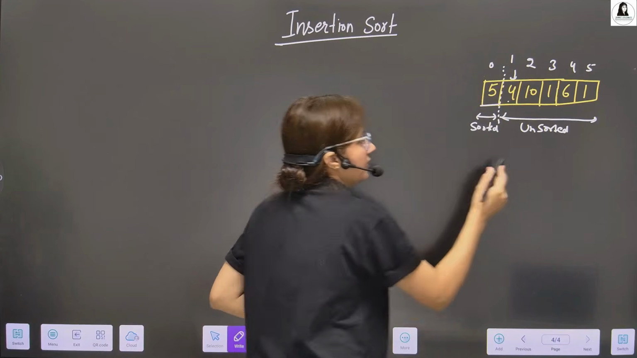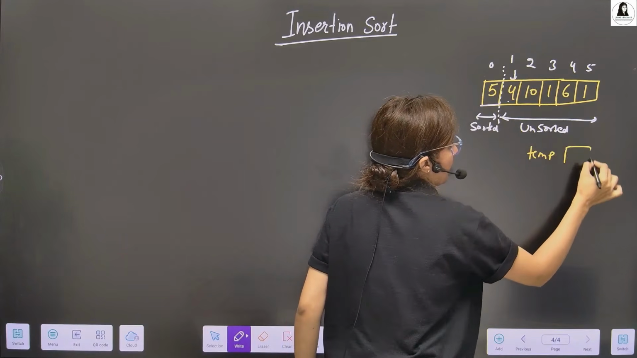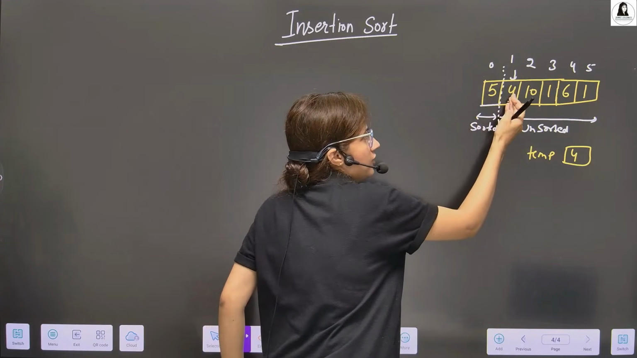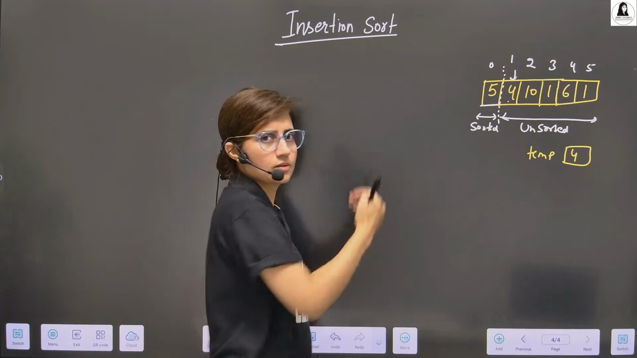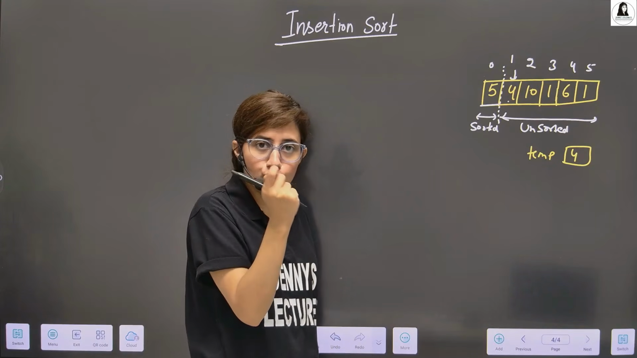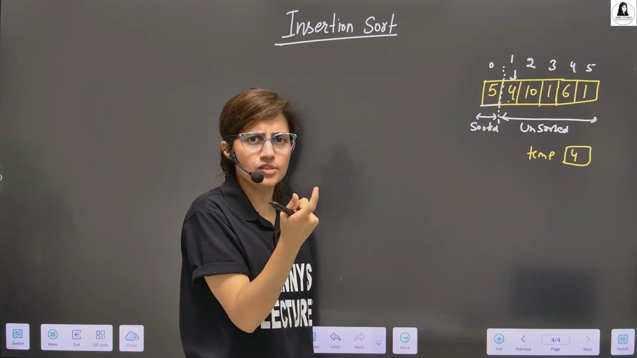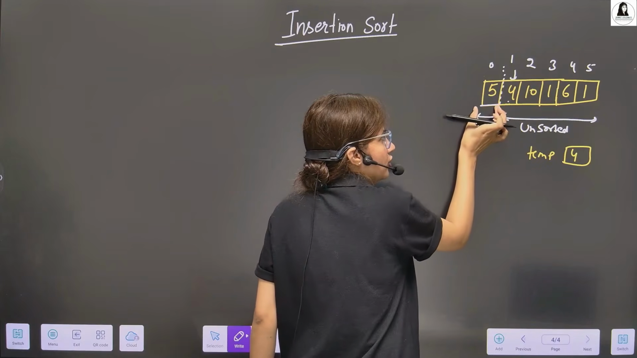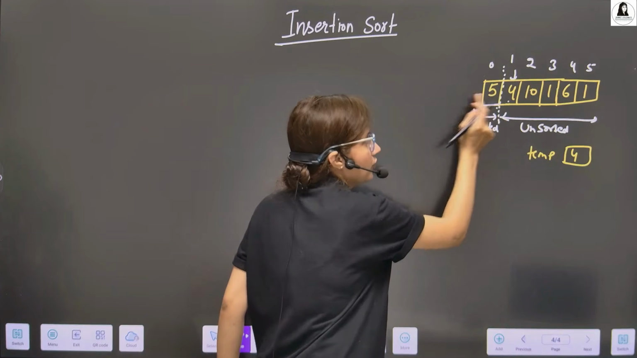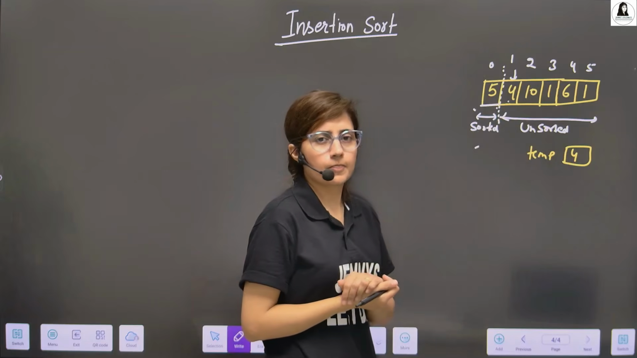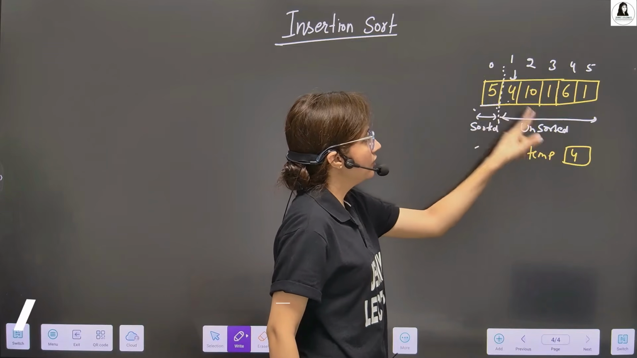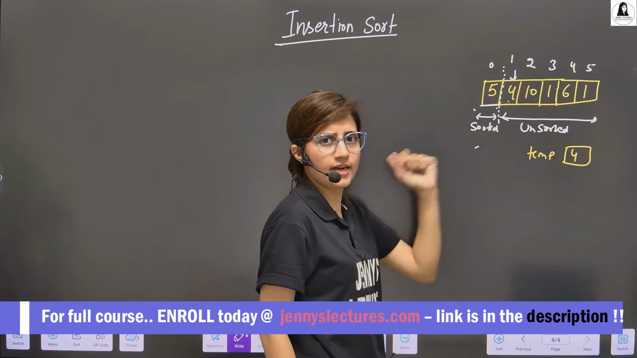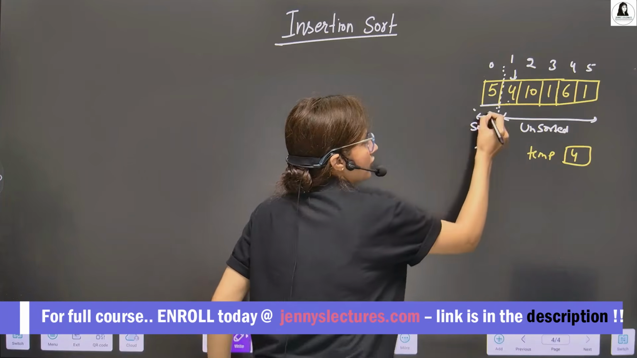Let's assign: we take a temp variable and there I'll store this 4. Now what I do is I compare this element with its previous elements to find out the correct position to insert. This is how we insert. In the sorted portion we have only one element, 5. So we compare this 4 with 5. Yes, this 5 is greater, this 4 is less. If this is less, then you have to find out the correct position. So how do you insert? We shift this 5 here.